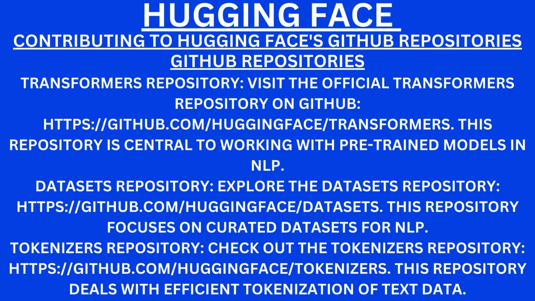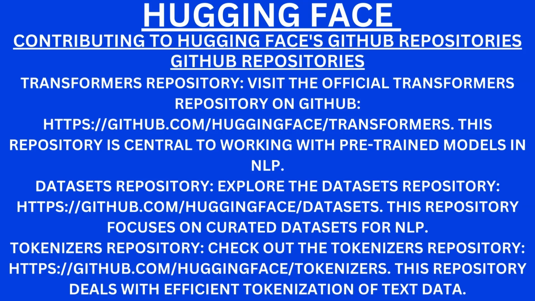GitHub repositories. Transformers repository. Visit the official Transformers repository on GitHub, github.com/huggingface/transformers. This repository is central to working with pre-trained models in NLP. Datasets repository. Explore the datasets repository, github.com/huggingface/datasets. This repository focuses on curated datasets for NLP.